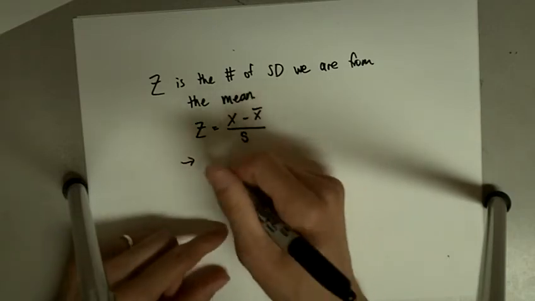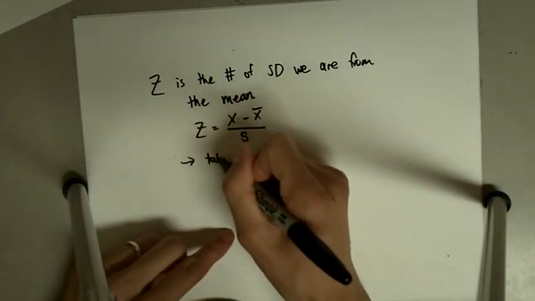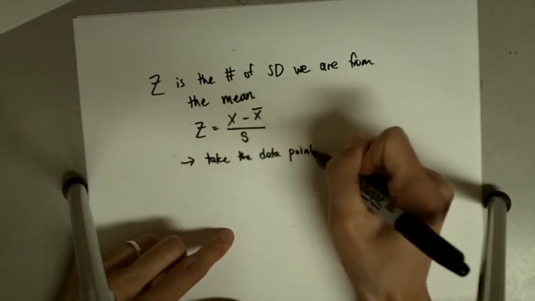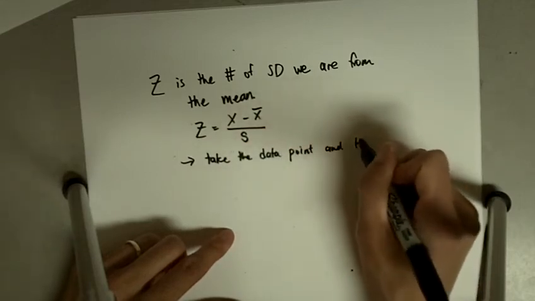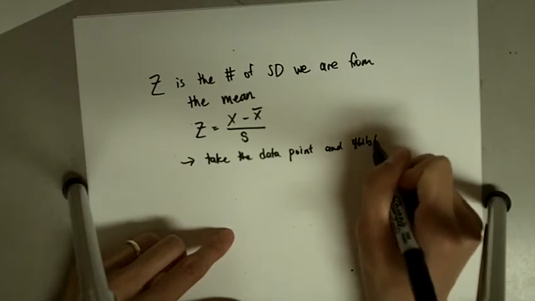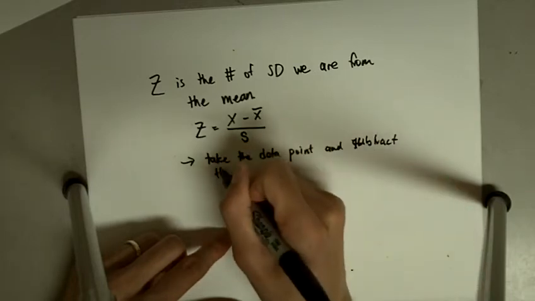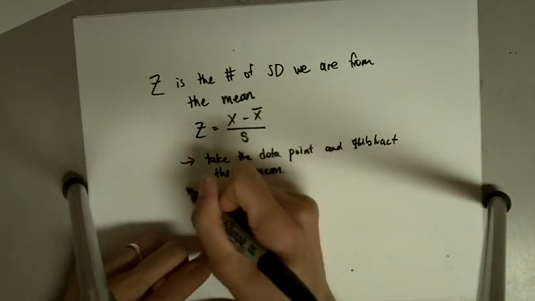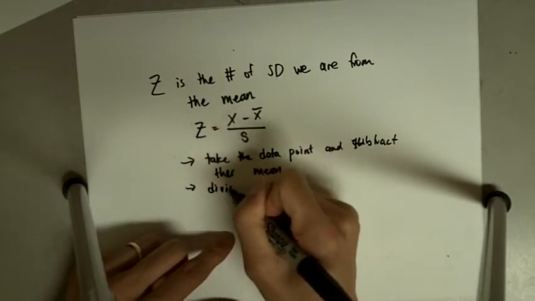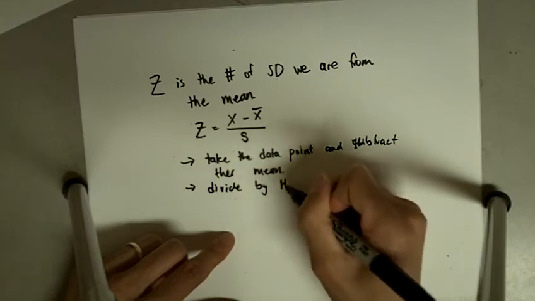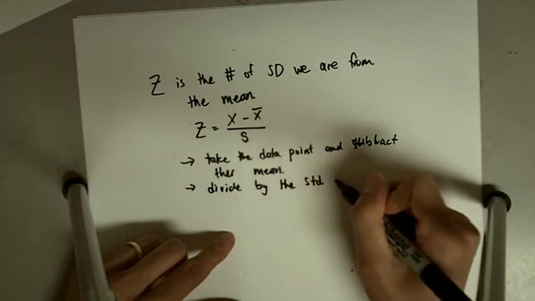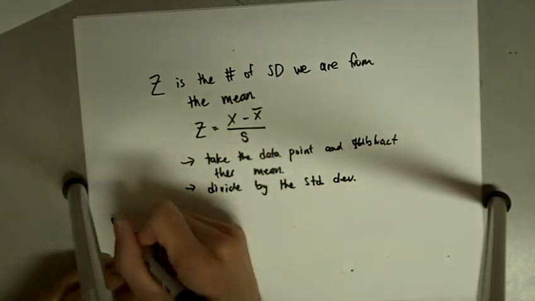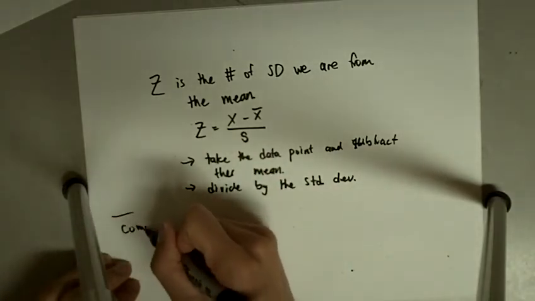If you like steps, just basically take the data point and subtract the mean. Then divide by the standard deviation. That will give you the z-score. Okay? We can compare z-scores.